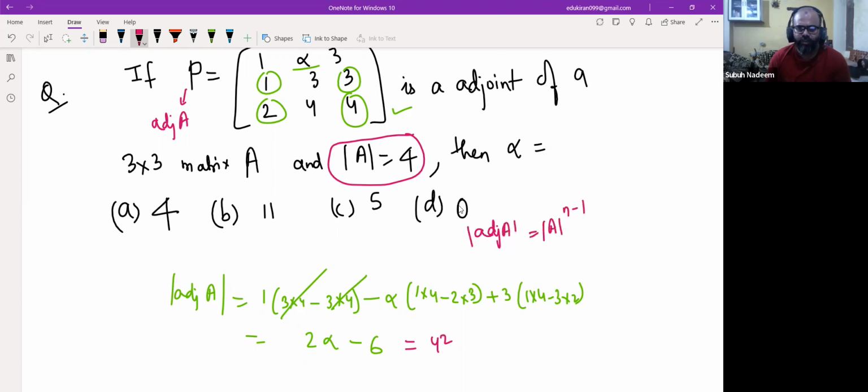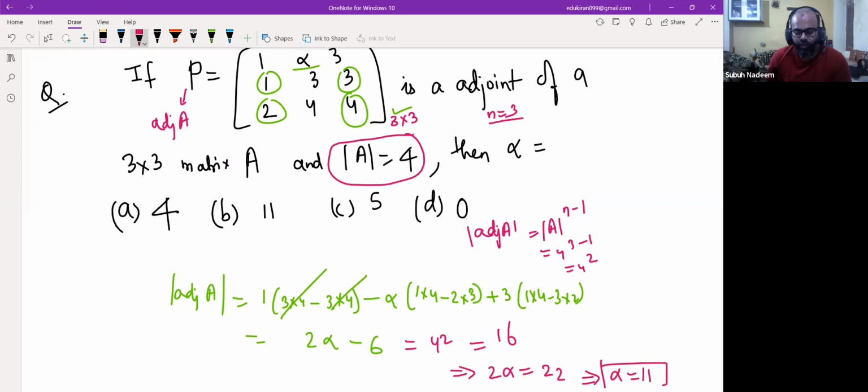to the power n minus 1, and n is the order of the matrix, which is 3. So it will be 3 minus 1, 2. So 4 square it will be 4 to the power 3 minus 1, which is 4 square, which will become 16. So 2 alpha will be equal to 16 plus 6, which is 22, and alpha will be equal to 11. So alpha is equal to 11 is basically our answer, which is option number B.